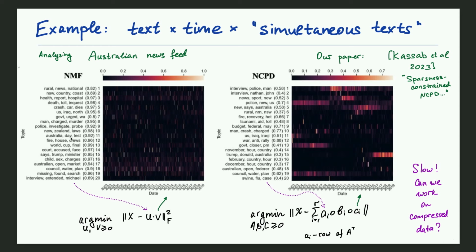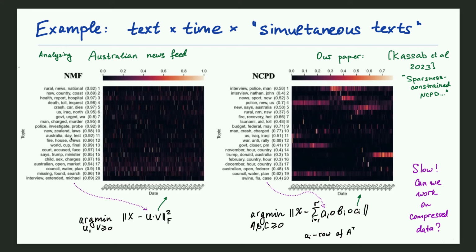When you do it in the tensorial way, we can do the same thing. And we can see the topics, for example, the leading words for some topic were something about water plan, something about Donald Trump in Australia. This is an Australian news feed, something about police. And there are topics which are very small, very local. For example, something about the Australian Open and Federer, so something tennis, something about the war, something about the budget.